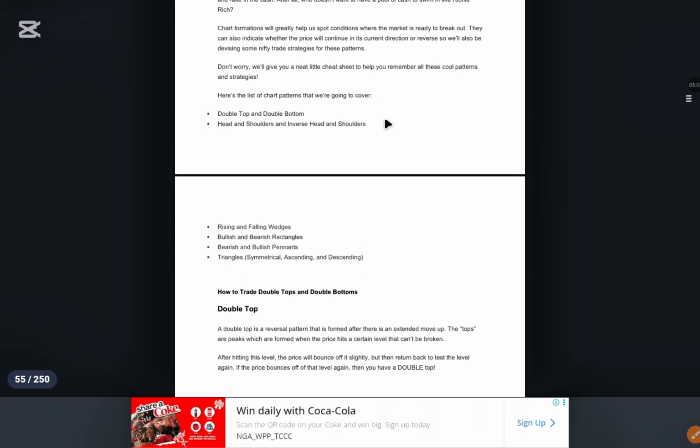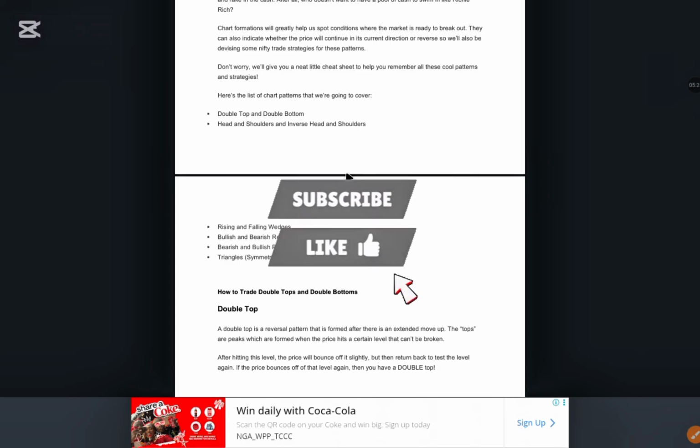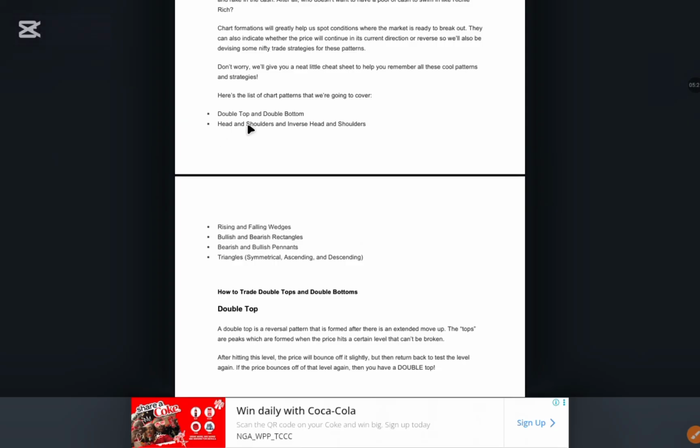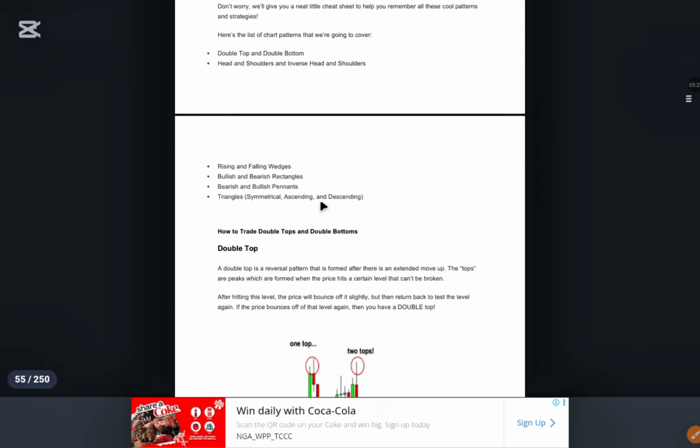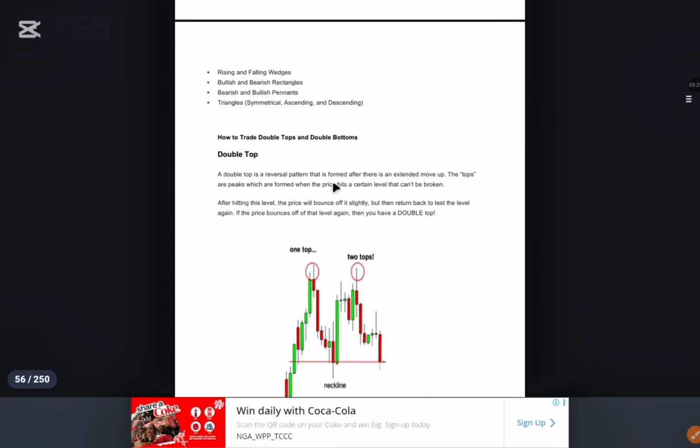So we have double top and double bottom. This is basic and very, very common. One of the most common chart patterns we have is double top and double bottom. We have head and shoulders, the inverse head and shoulders, rising and falling wedge, and bullish patterns, as you can see here. You can message me on WhatsApp, and I'll send you the PDF right away. Then let's jump down there to see.